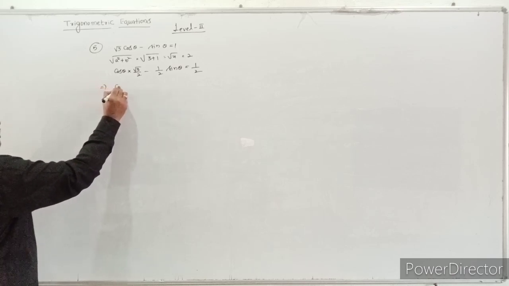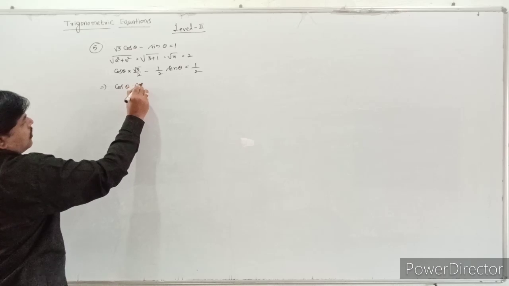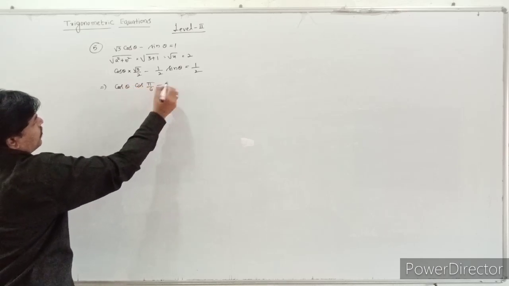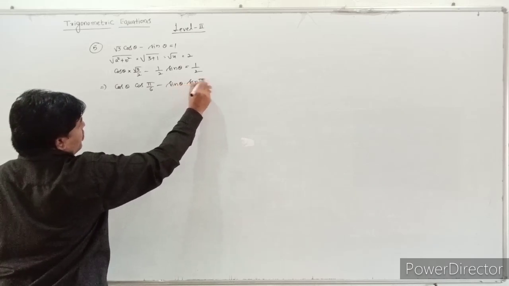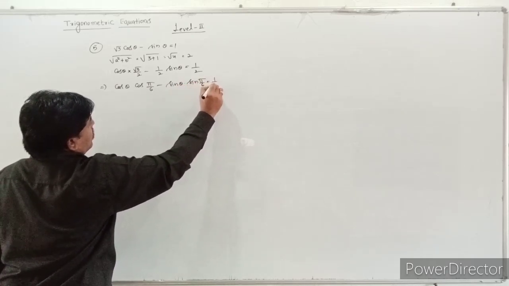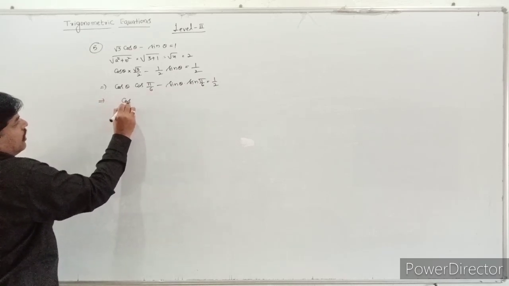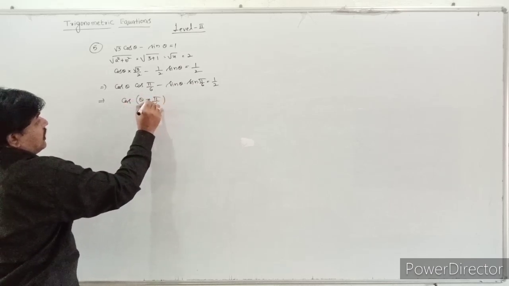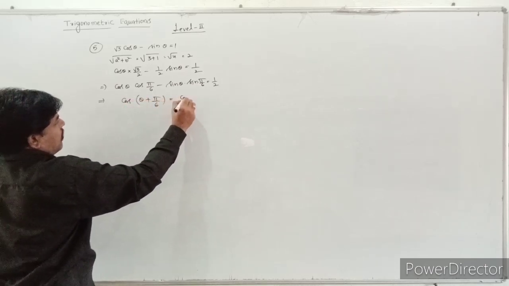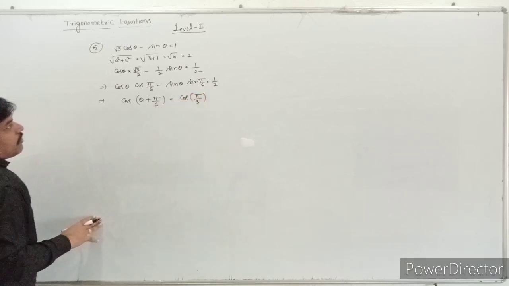So what will it become? Cos theta into root 3 by 2. Root 3 by 2 you can write as cos of pi by 6, minus sin theta into sin of pi by 6, that is equal to 1 by 2. So that implies cos A cos B minus sin A sin B can be taken as cos of theta plus pi by 6, that is equal to cos of 1 by 2. 1 by 2 is nothing but cos pi by 3. So cos of theta plus pi by 6 is equal to cos of pi by 3.